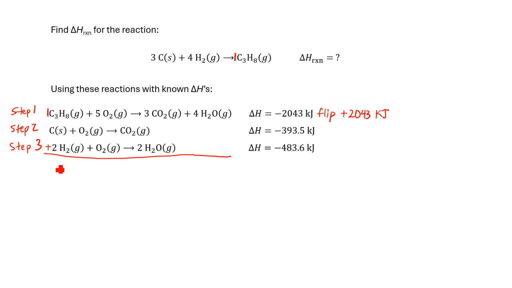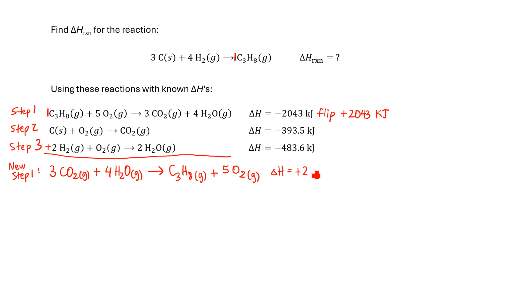All right, so why don't we write up the flipped version? So new step 1. The new step 1 is going to be 3 CO2 gas plus 4 H2O gas makes C3H8 gas plus 5 O2 gas. Delta H is going to be positive 2043 kilojoules.